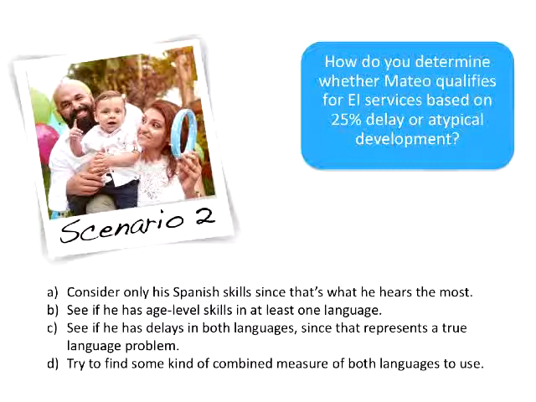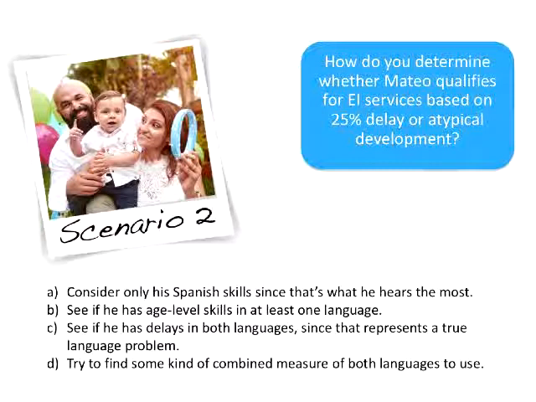But knowing that bilingual children take a little bit longer to learn each of their 2 languages than a monolingual child who is only learning 1 language, how would you decide whether Matteo qualifies for early intervention services based on a 25% delay or atypical development? And this is tricky. So this is one of the most important questions that we have.